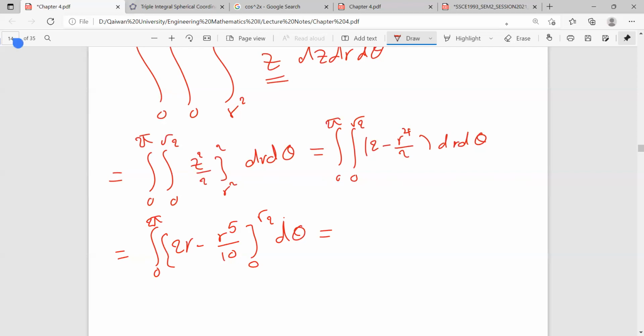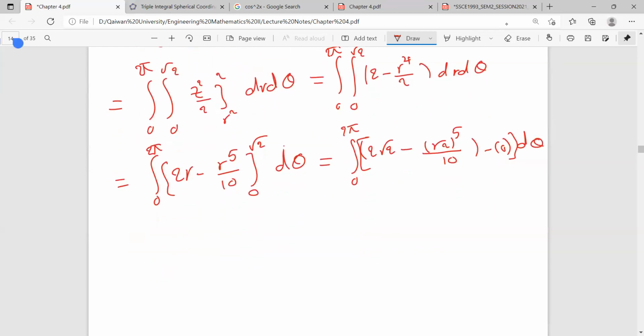But first, let's replace the lower and upper limits in the function here. First, we replace r by square root of 2, and we get from 0 to 2 pi, 2 times square root of 2 minus r to the power 5, which means square root of 2 to the power 5 over 10. Minus, if we replace r by 0, we get 0. All d theta.